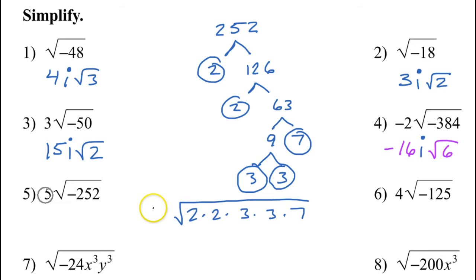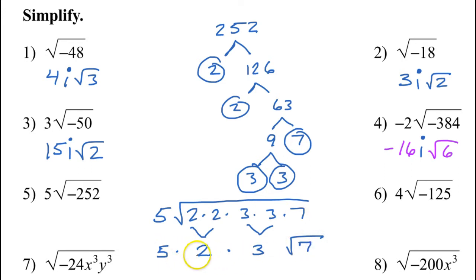Now don't forget, we have this 5 in the front. We might as well put that down right now. Now these pairs are going to become a number outside of the radical. So I'm going to go ahead and bring down the 5. That's obviously outside the radical. But 2 times 2 is 4. The square root of 4 is 2. So this pair of 2's will become a 2 outside the radical. Similarly, this pair of 3's will become a 3 outside the radical. This 7 does not have a pair, so it's going to be trapped inside the radical.